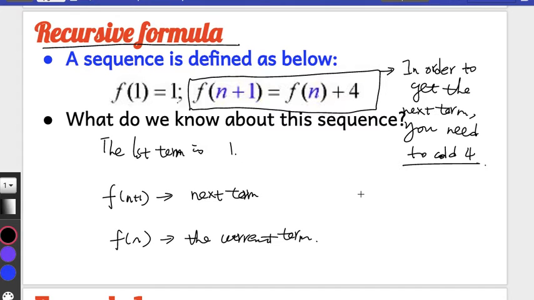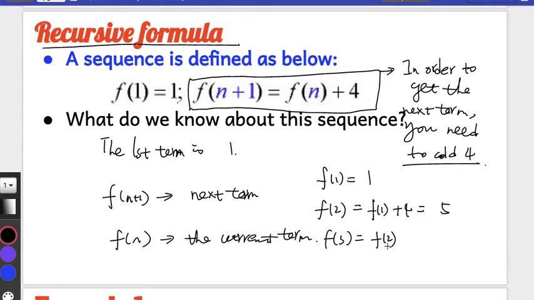For example, if I want to find the second term, we know the first one is 1. In order to get the next term, I'm going to add 4. So I'm going to add 4 to the first term, which is 1 plus 4, and that is going to be 5. Same thing, if I need to find the third term, then I need to add 4 to the second one. So in order to get the next term, I'm going to add 4. So 5 plus 4 is going to be 9.